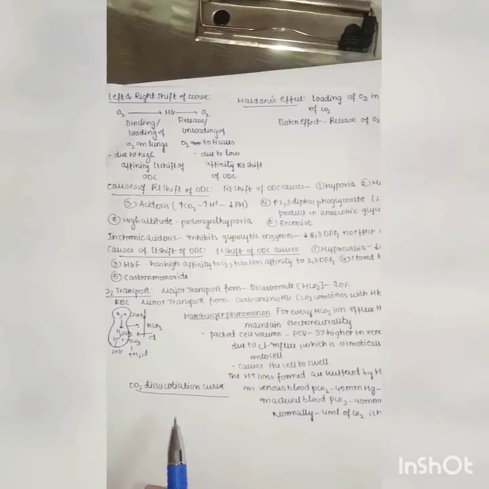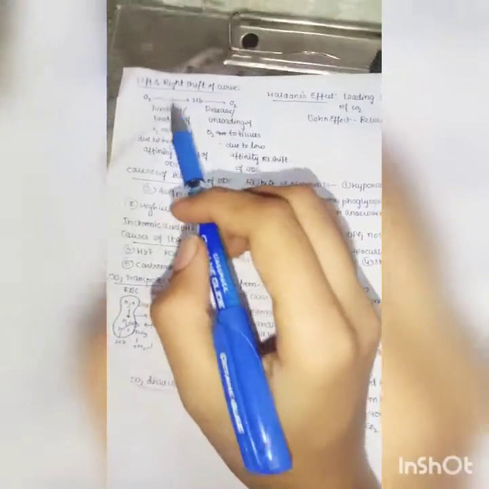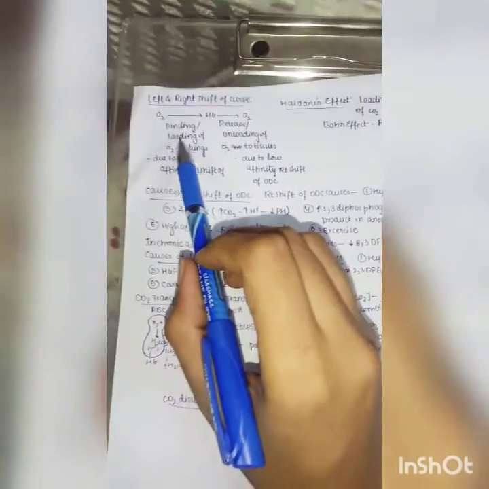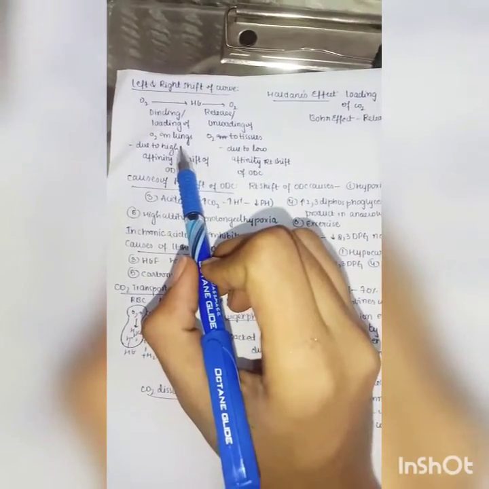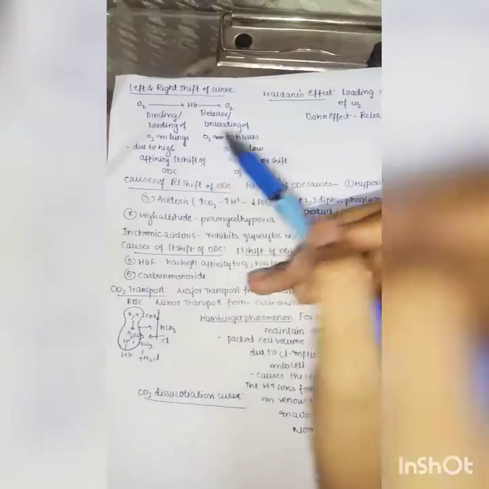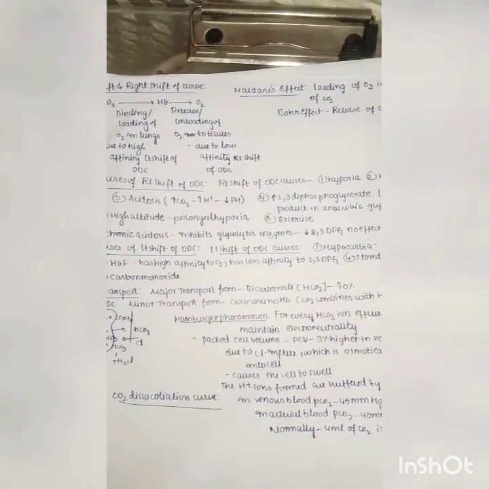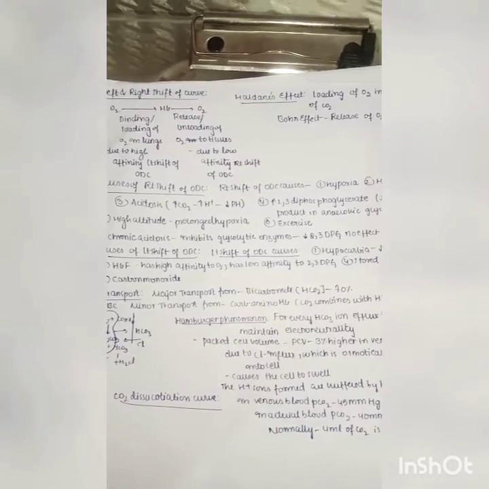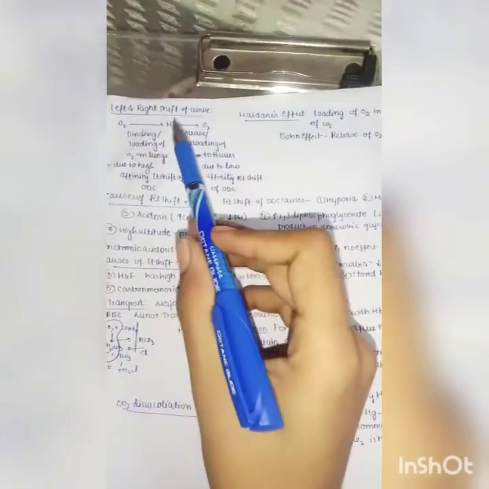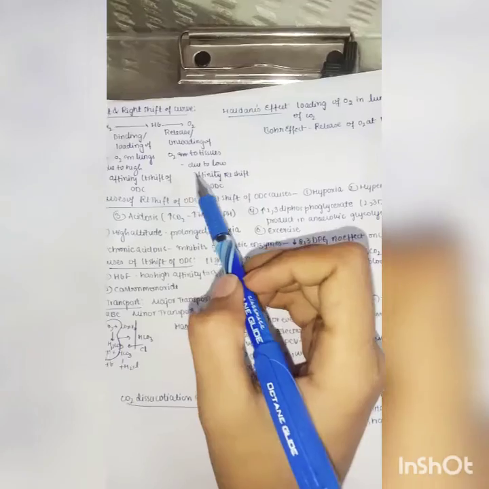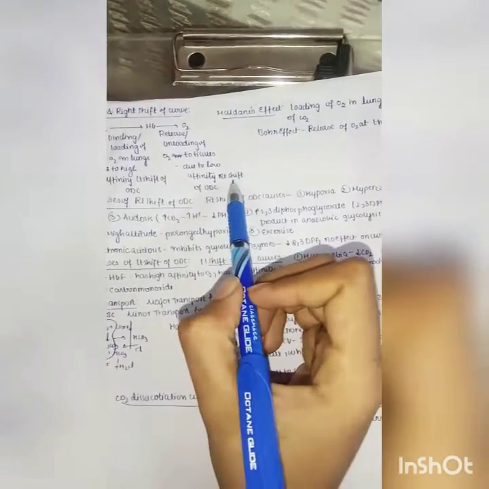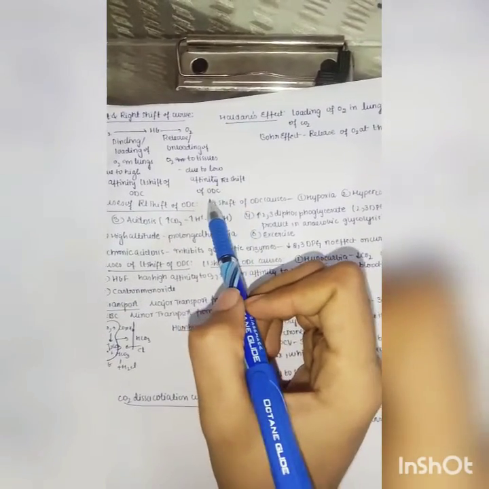And next we have the left and right shift of the curve. Why does it happen, let us see. If oxygen binds with hemoglobin, or if there is loading of oxygen in the lungs due to high affinity, then it causes a left shift of the oxygen dissociation curve. And if hemoglobin is unloading oxygen to the tissues due to low affinity, then a right shift of the ODC takes place.